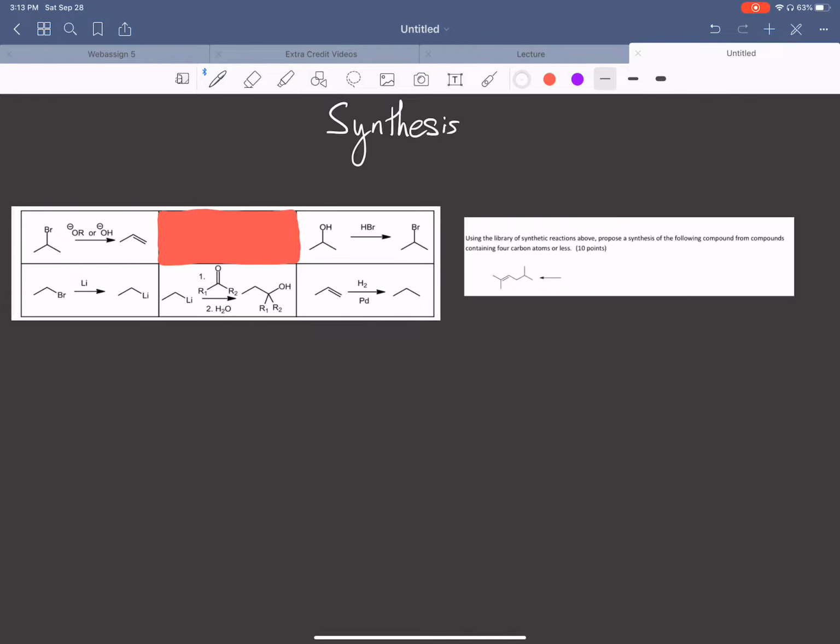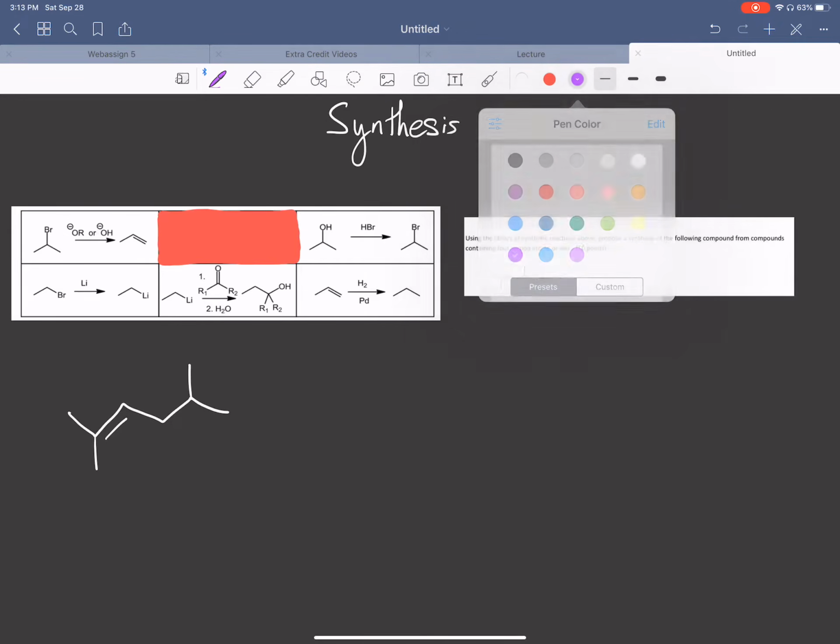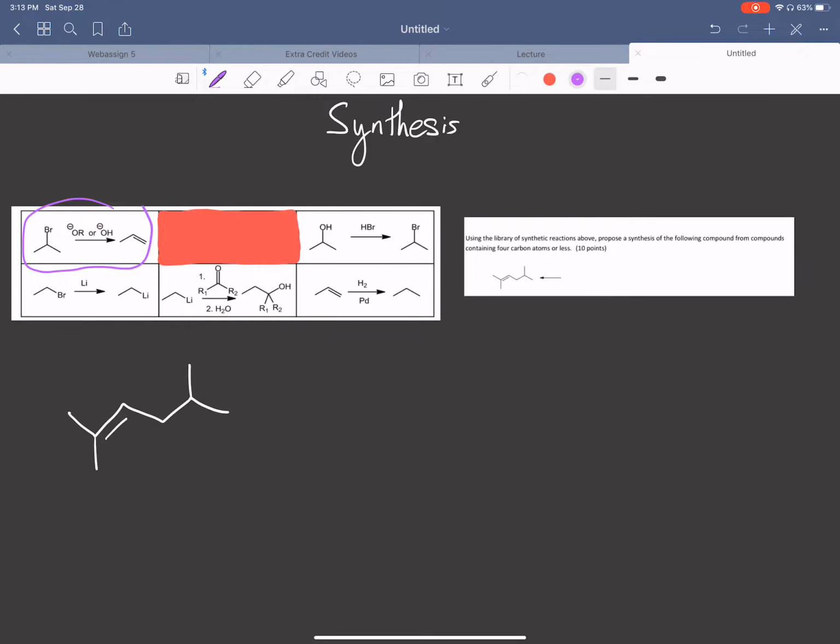All right, and so let's start out with our example. So I'm going to just redraw it. Okay, so we have this alkene. And let's look at our synthesis toolbox. You can see that since we're working backwards, we want to really look at the right side. So what on the right side of the arrow in our toolbox has an alkene? Well, this reaction right here has an alkene at the end.